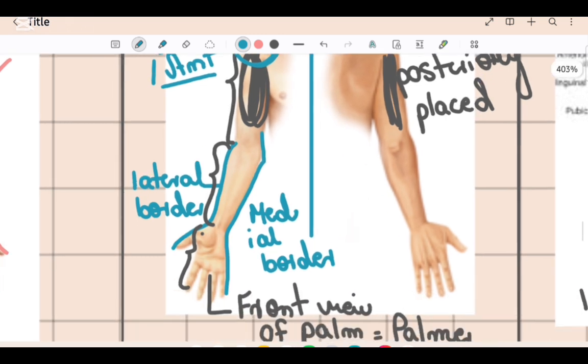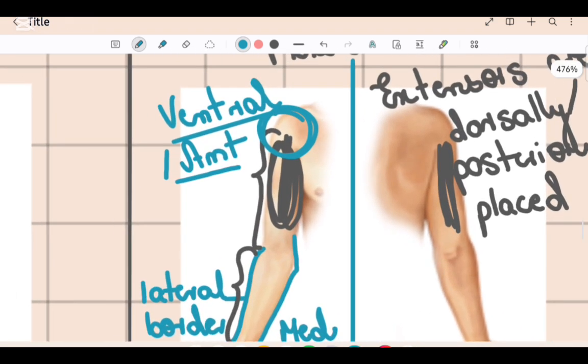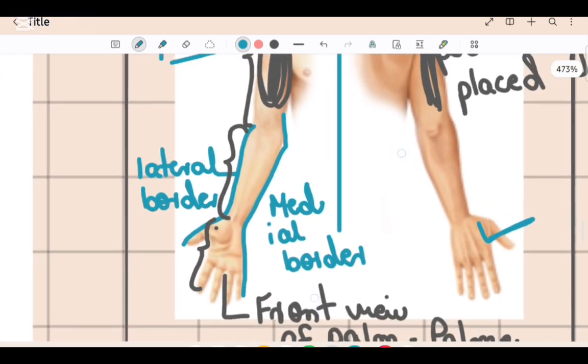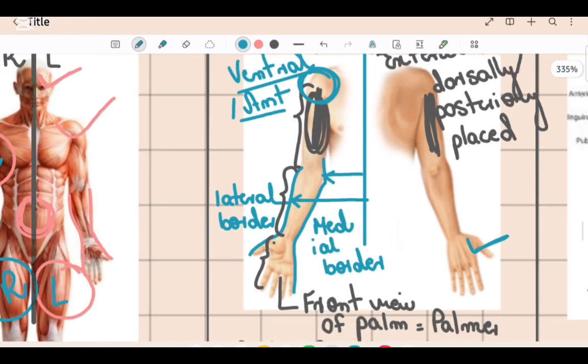The palmar is basically the front view of your hand, and the dorsum is basically the back view of your hand. This is the dorsum of your hand. Now the flexors, in this case in your upper limb, are in the ventral compartment of the muscles, and the dorsal compartment muscles are the extensor muscles, like the triceps. Whereas the medial border is basically close to the midline, and that's your little finger part, and the lateral border is basically away from the midline, this one. So that is your thumb.